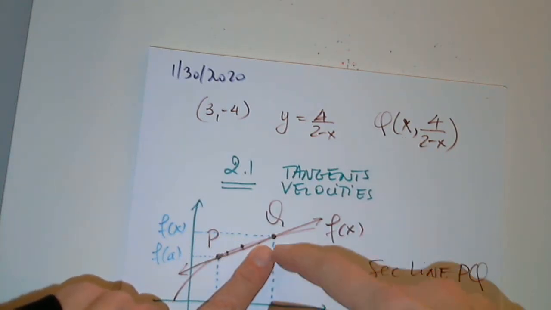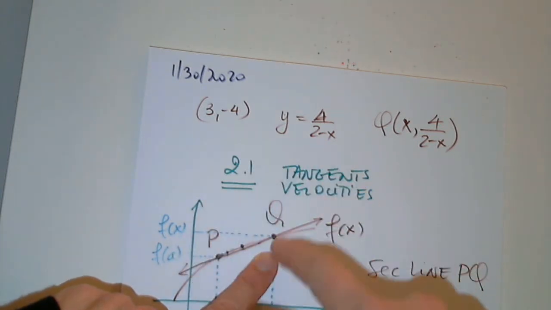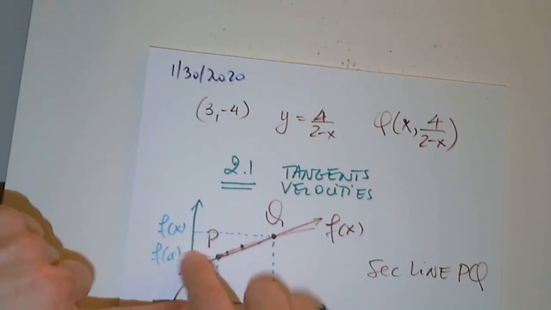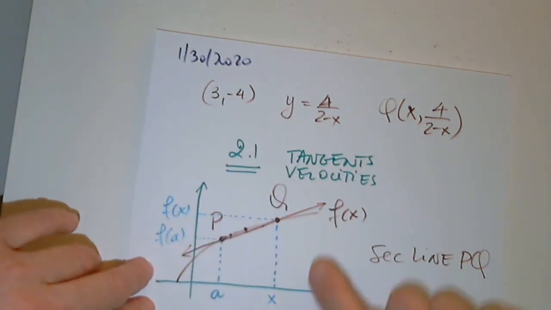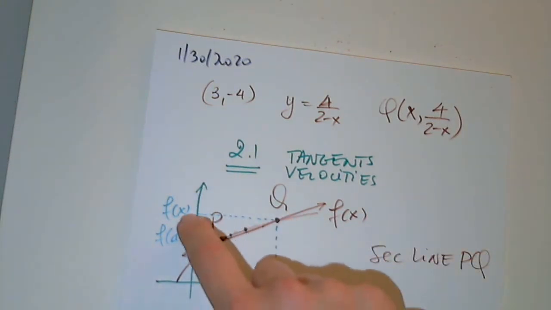x, 4 over 2 minus x. Right, f of x, right? So I'm given P as being 3, negative 4. Of course, 3 and negative 4 are not here. I'm just giving you the idea. And I'm given point Q, which has coordinates x, f of x.